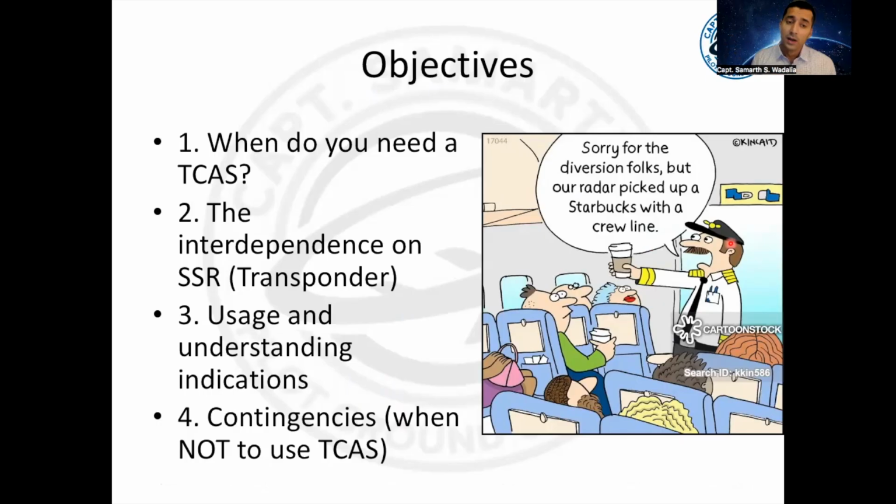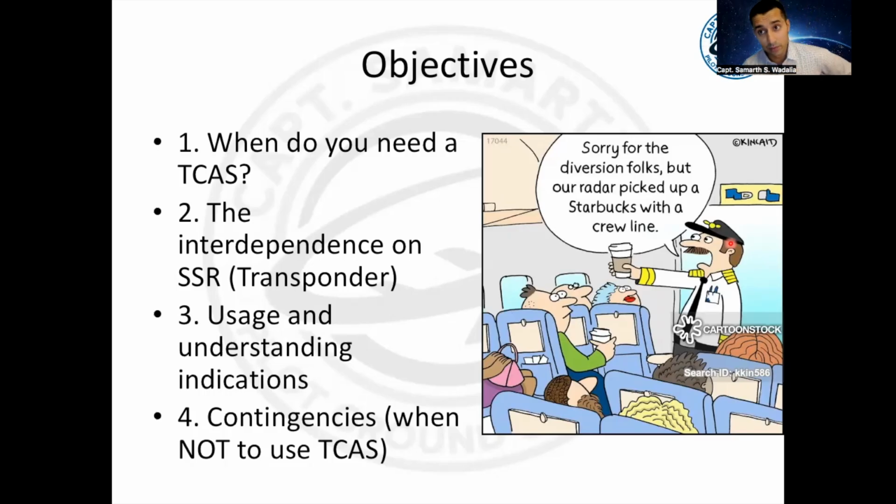Point number two, what is the interdependence of TCAS on your transponder? They are very closely linked to each other. What is a transponder? A transponder is something that talks to secondary surveillance radar on the ground. It is a device on your aircraft that talks to secondary surveillance radar on the ground and tells secondary surveillance radar where you are in the world, who you are, right? There is an interdependence between your TCAS and your transponder, and we will discuss that.